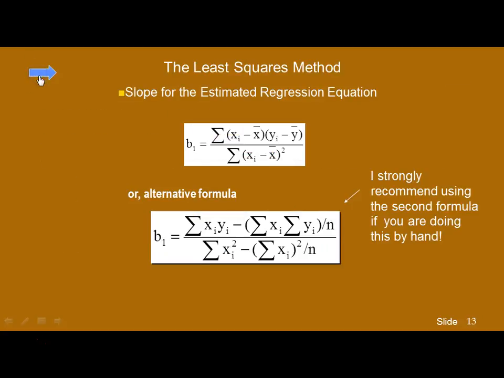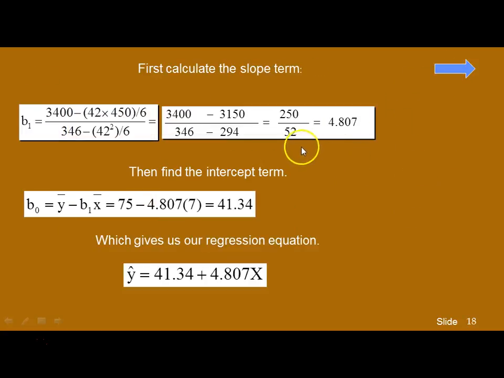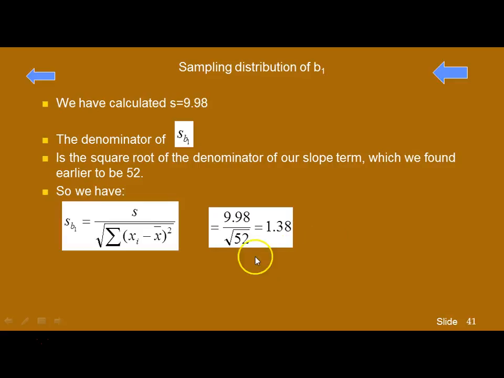Let's jump back to an earlier slide. Remember when we did the slope B1, look at that denominator. The only difference is I don't have a square root sign here, which I do have back here. So this denominator is just the square root of what we got in the denominator of the slope term. If you go back to the actual calculation of the slope term, here was the final calculation. That denominator was 52. So I know now that the denominator here is just the square root of 52.